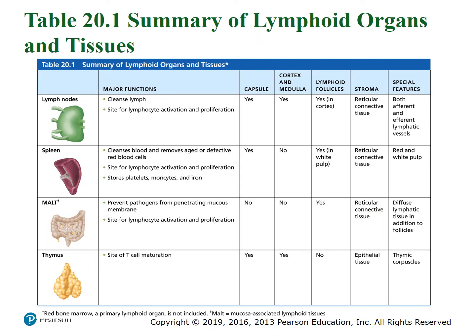Okay, so here's our summary of the lymphoid organs and tissues. I'm not going to go over this point by point, but if you want to, you can pause the video and look at this. And so this is going to be the major functions and descriptions of these lymphoid organs in terms of whether they're encapsulated, which layers they had, if any, whether they have lymphoid follicles, what their stroma are made up of, and what special features that they have.